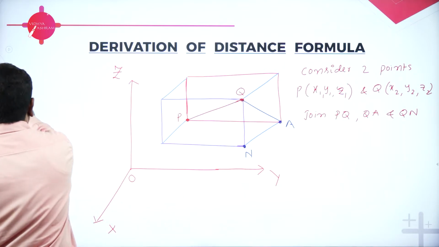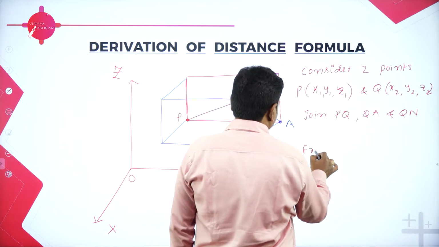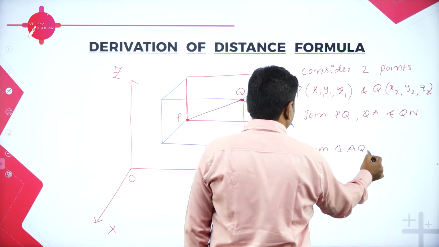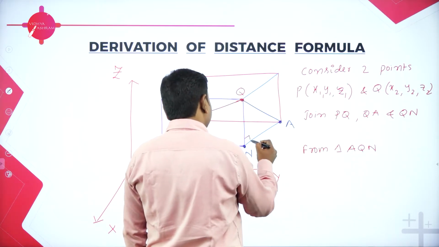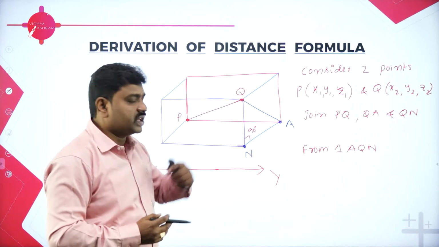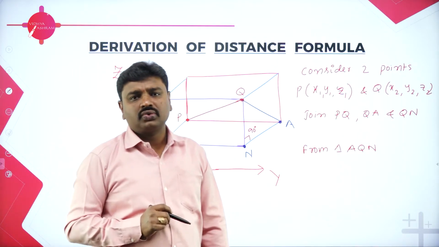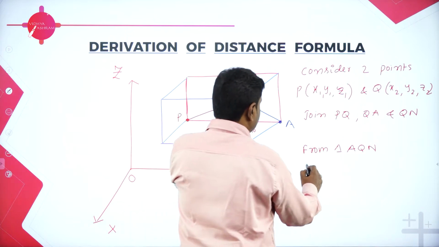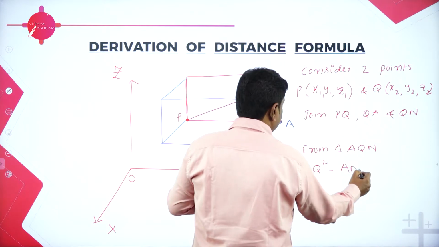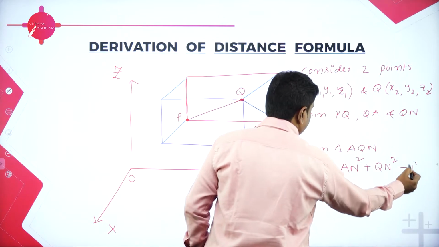Now we'll apply Pythagoras theorem. So now from triangle, I'll take the first triangle. I'll take from triangle AQN. AQN is 90 degrees here. So opposite to 90 degrees is hypotenuse. So in this AQ is hypotenuse. All of you know Pythagoras theorem. What is Pythagoras theorem? Hypotenuse square is equal to sum of the other two sides square. So AQ square is equal to AN square plus QN square. Call it as equation 1.